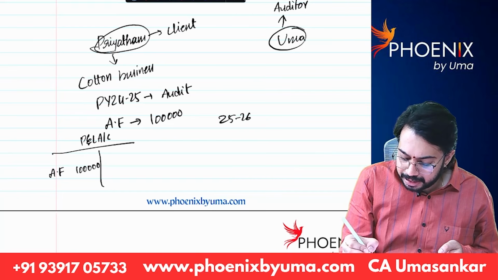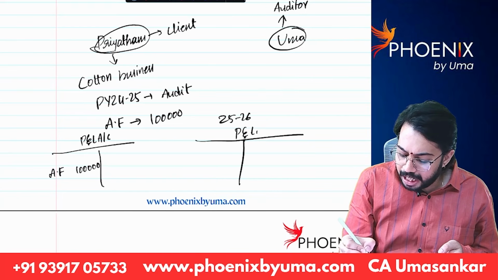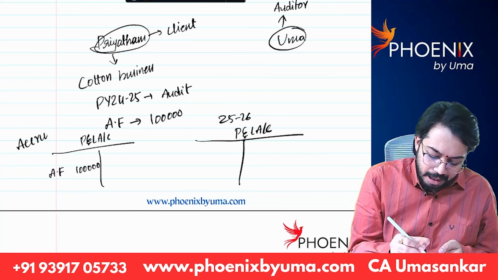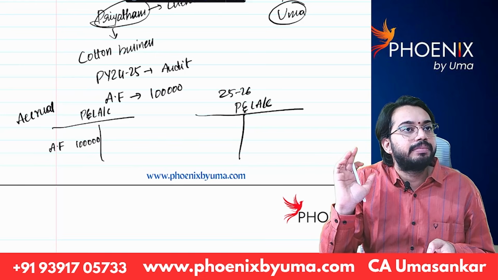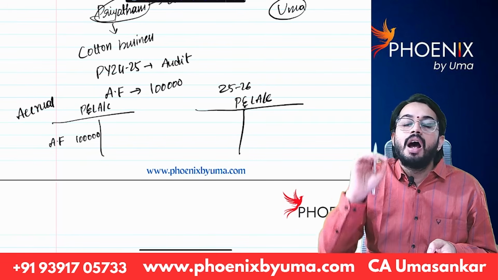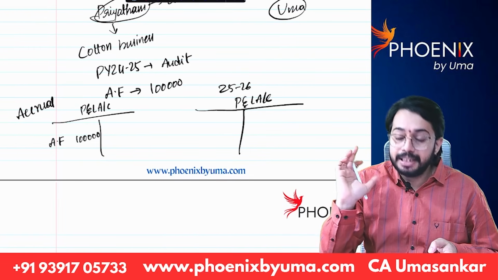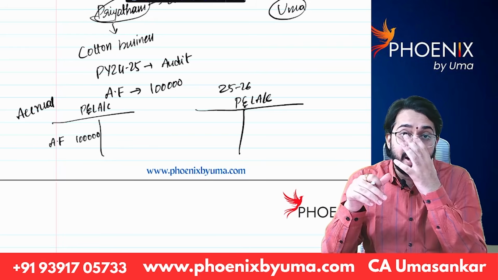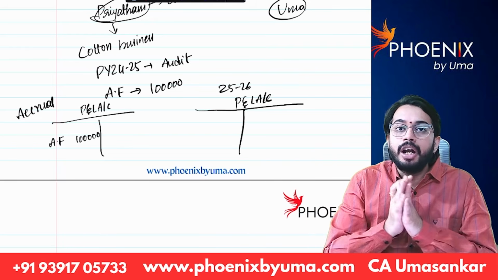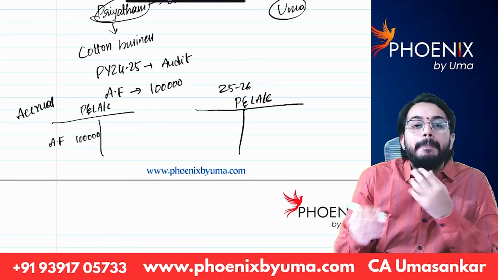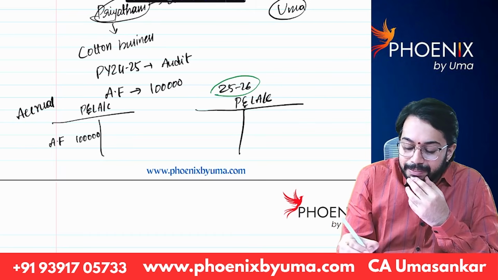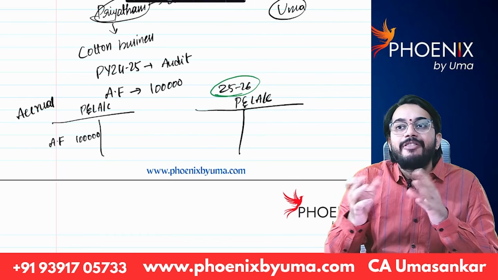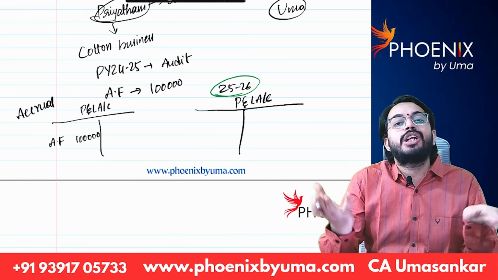In 25-26, see, on accrual basis this was recognized. Preetham did not give me 1 lakh rupees, but on accrual basis I recognized 1 lakh rupees. But whether Preetham paid me audit fees of 1 lakh rupees? No, Preetham did not pay me. Now, Preetham said he will pay in 25-26. In 25-26, Preetham said, who will pay 1 lakh rupees audit fees for the work that you have done? I will pay only 60,000 rupees audit fees.